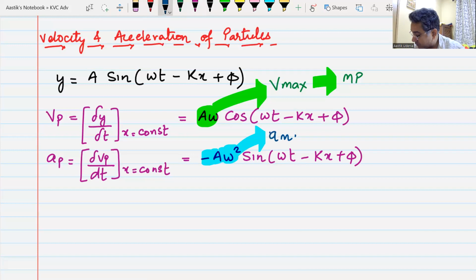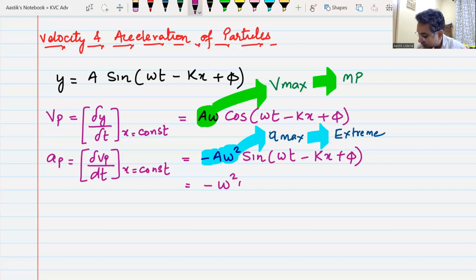This is the maximum acceleration of the particle. And where does that happen? At the extreme position. And you can now see that you can write this as minus omega square into y. So this is definitely SHM and the particle executes SHM.